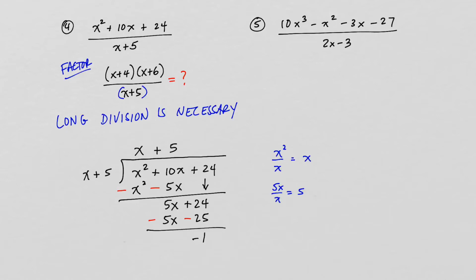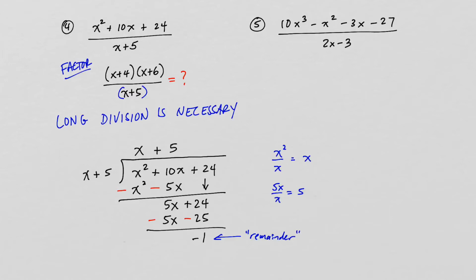So now our remainder here is not 0. In fact, our remainder here is negative 1. And the fact that our remainder is not 0 is exactly why factoring up above did not work. The remainder has to be 0 for factoring to work. So what is our answer?